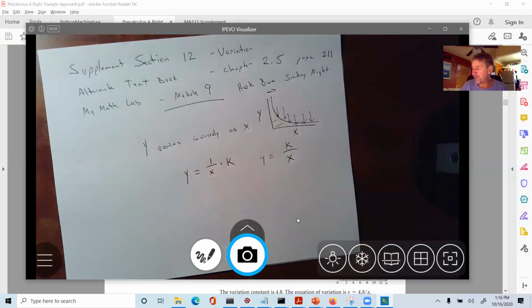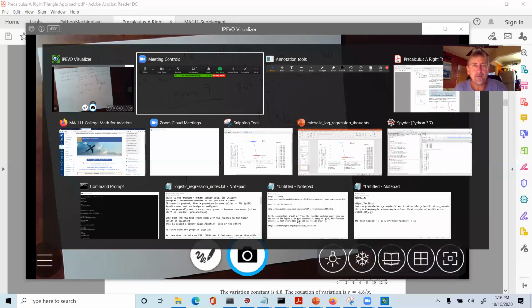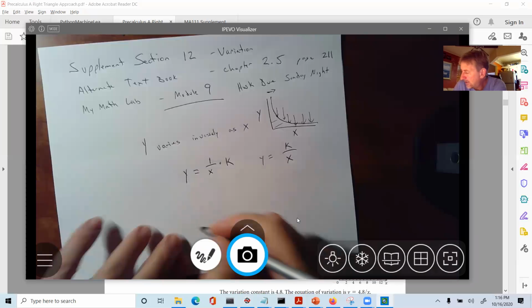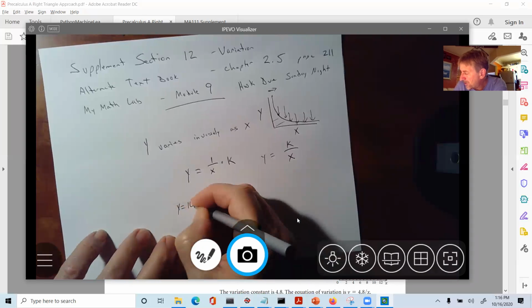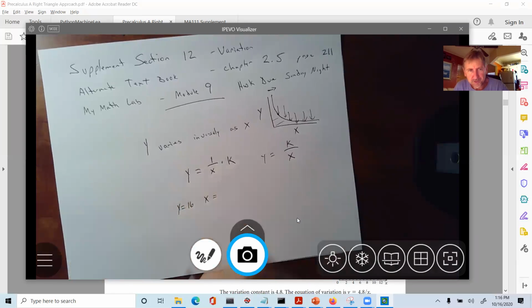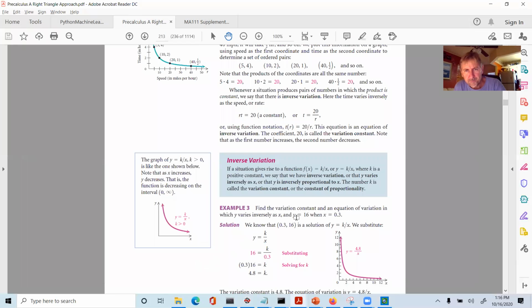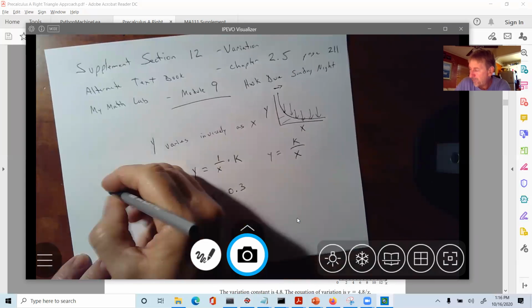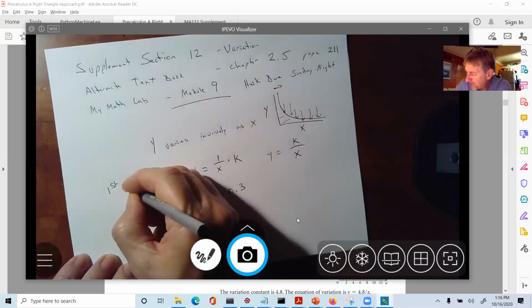That's an inverse relationship. Okay, then the other part of the question said, they give us y is 16, so y equals 16 when x equals 0.3. Okay, so first set up the equation.